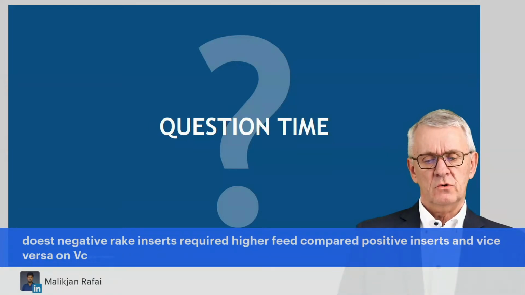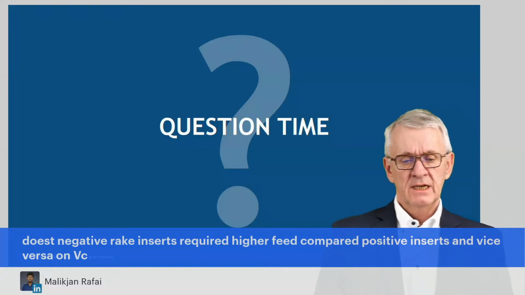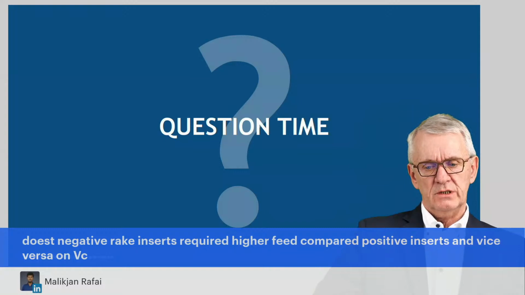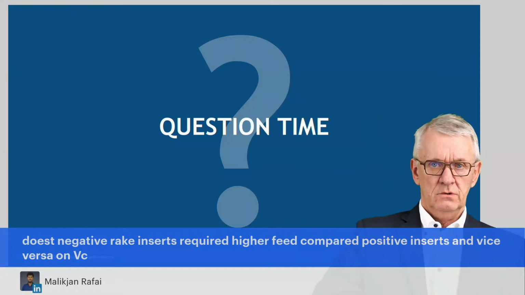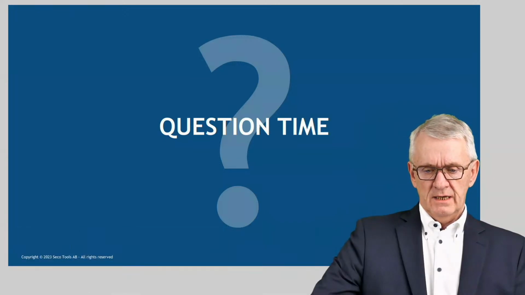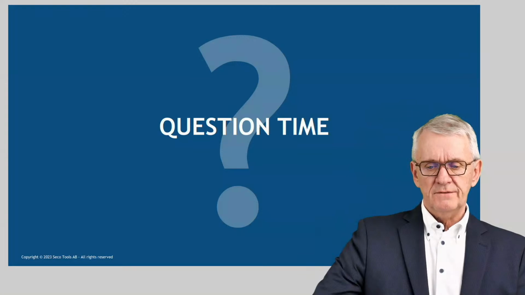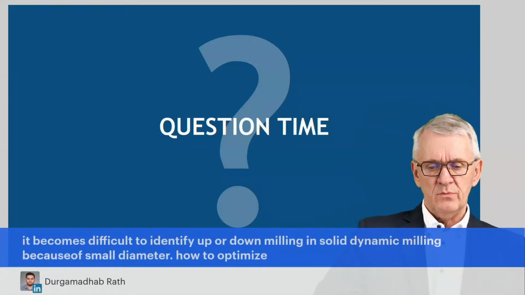I suppose you talk about the macrogeometry, not the microgeometry. Sorry, this question also deserves that you are a little bit more specific if you talk about negative cutting edge geometries or negative true rake geometries. In one case, yes. In the other case, no. Then another question: it becomes difficult to identify up or down milling in solid dynamic milling.